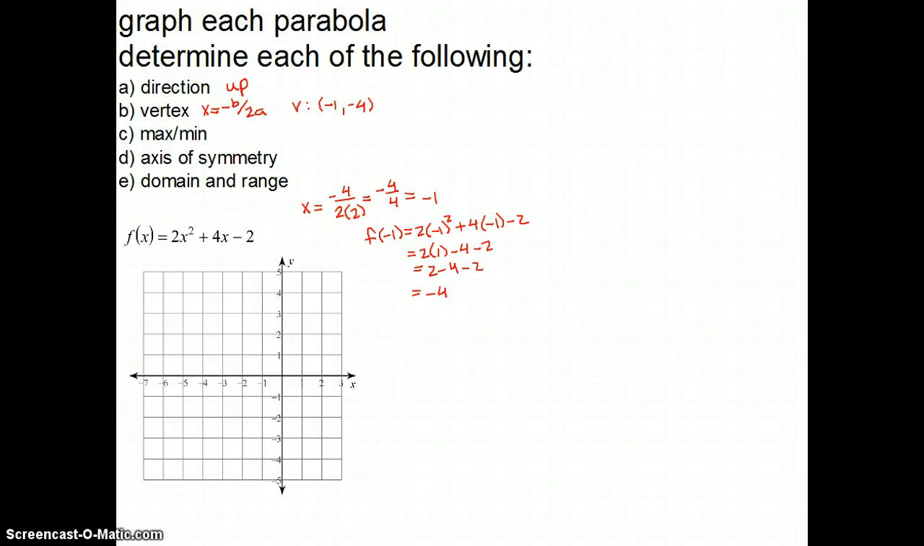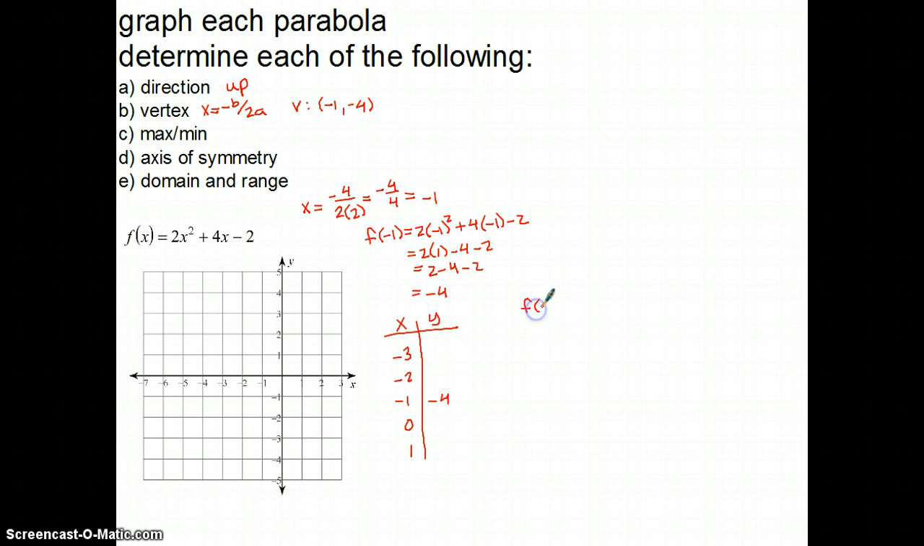From here, I'm going to go ahead and graph, and we'll determine what is the maximum or minimum of our value, and we'll continue down through these steps. For now, I'm going to go ahead and create my chart. In the middle, I have my vertex, negative 1, negative 4. 2 points smaller than my vertex would be negative 2 and negative 3 for x, and larger would be 0 and 1 for x. I'll go ahead and plug these in to complete the chart.